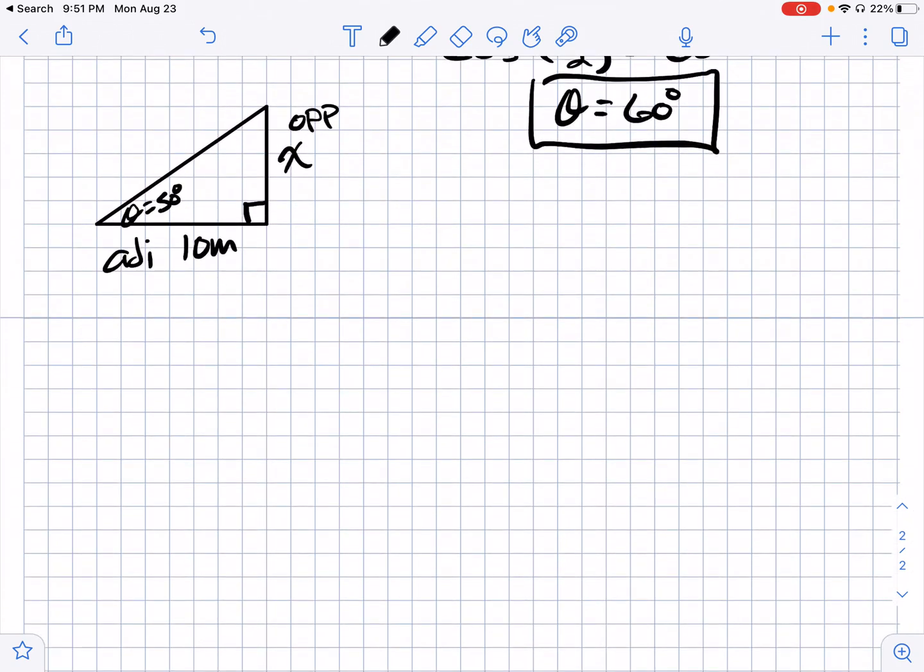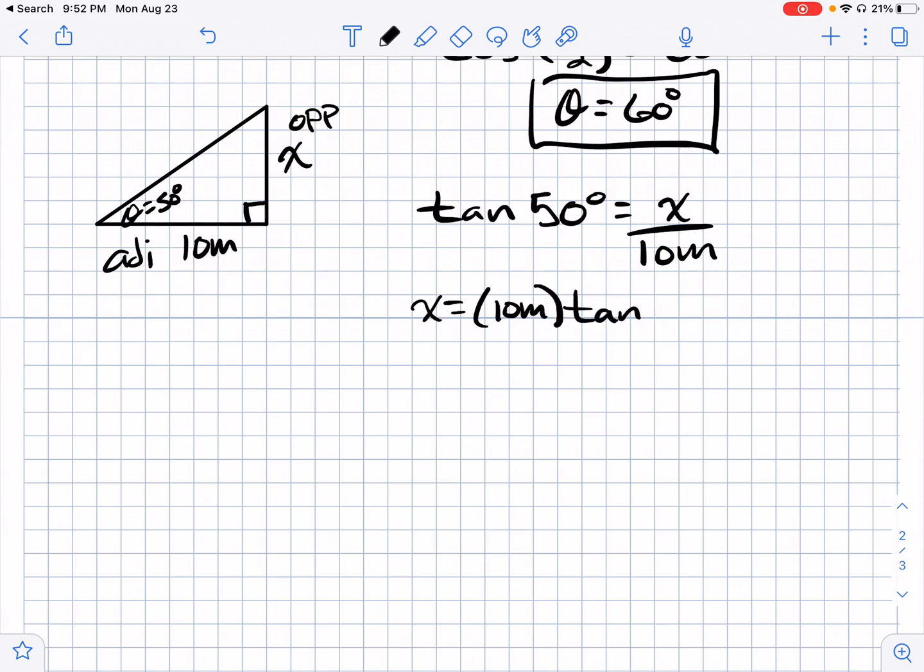So if we write that out, we'd have tangent 50 degrees is equal to opposite, which is just x, all over adjacent, which is 10 meters. And we're just going to solve for x. So we'd multiply both sides by 10 meters. So then x is just going to equal 10 meters times tangent 50 degrees. If you plug that in your calculator, you get 11.9 meters. Don't forget your unit.